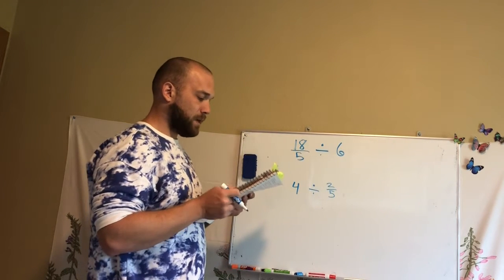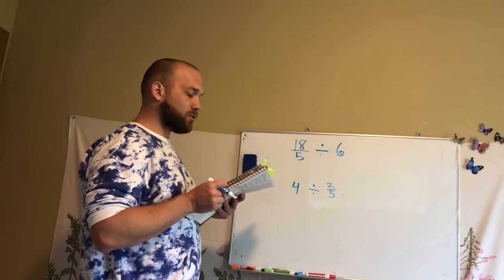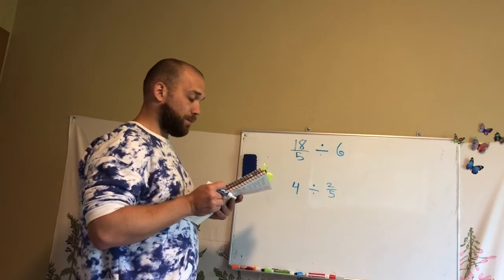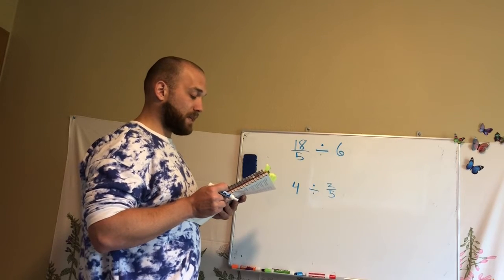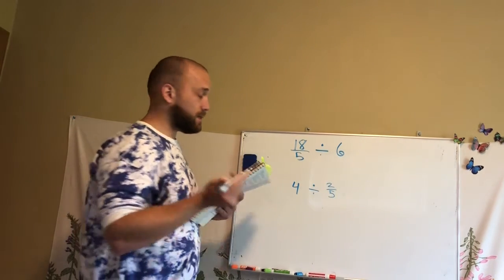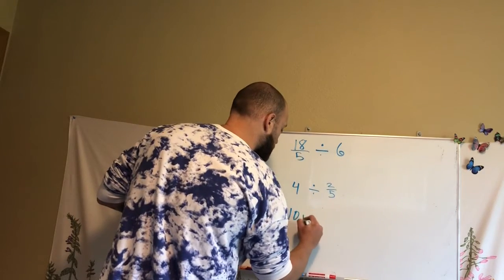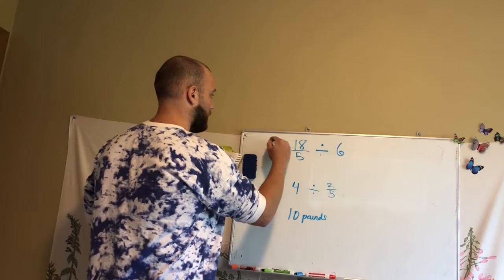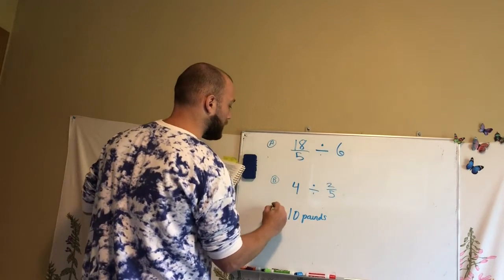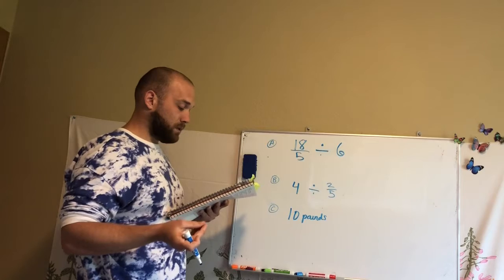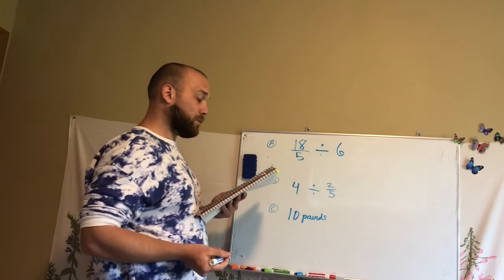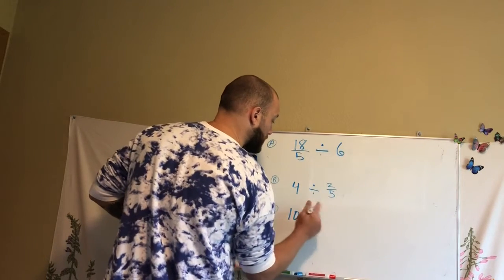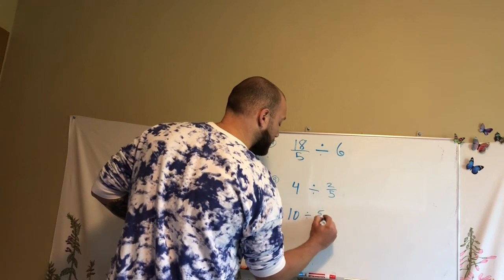Problem C. How many 5/8 pound servings of shrimp can be made from 10 pounds? So, what's the amount that you have before you divide? 10 pounds. All right, A, B, we're on C. So we have 10 pounds. So what are we dividing it into? What kind of groups? 5/8 pound servings. So this is going to be divided by 5/8.